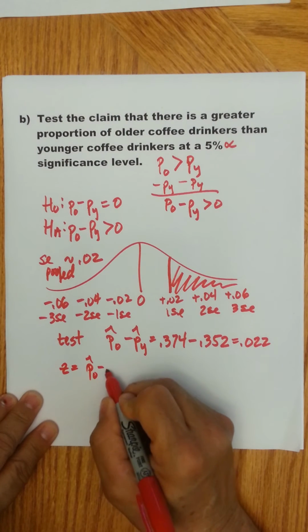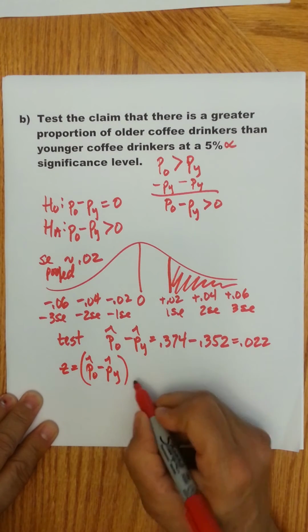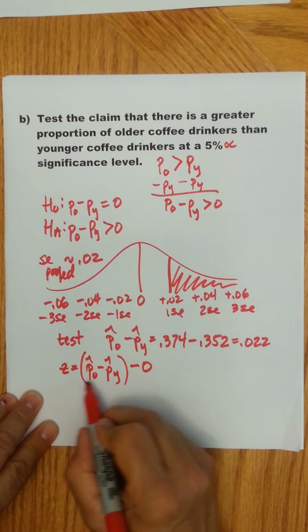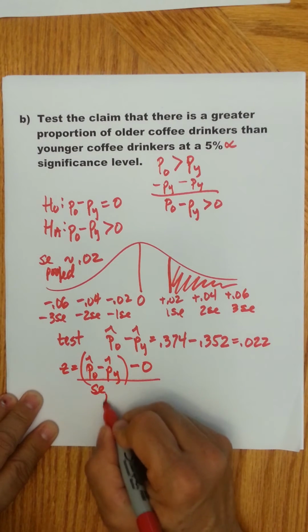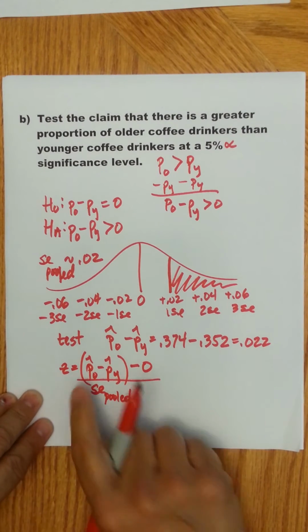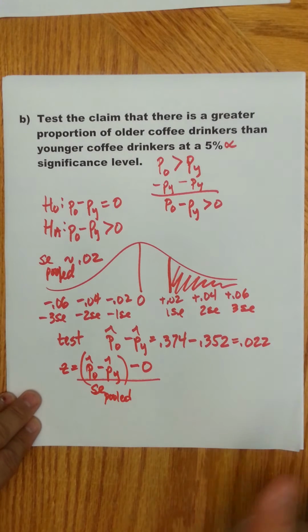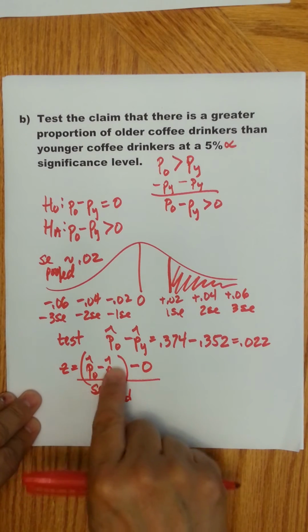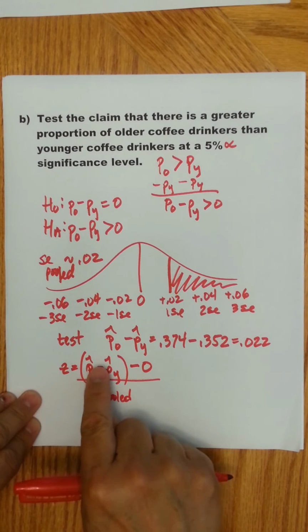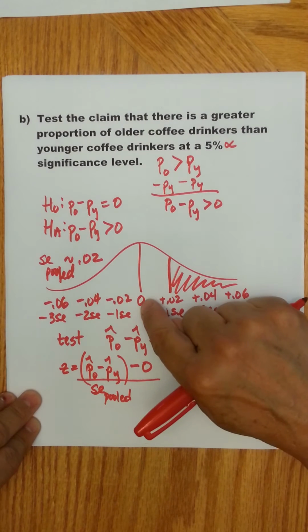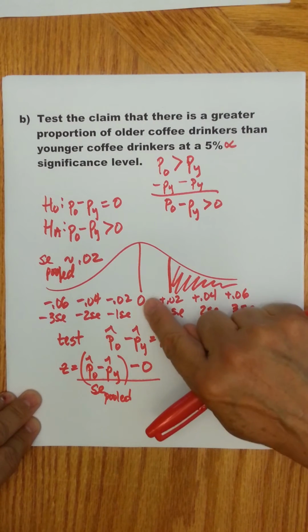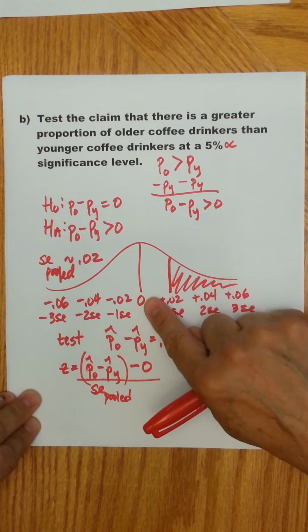P hat O minus P hat Y. Here's my sample difference. How far is that sample difference from 0 over the standard error that's pooled? Now let's take a look at this theoretically. What I'm testing is not each individual sample, but the difference in the sample proportions. So that sample difference, I want to know how far is that sample difference from a difference of 0, right? A sample difference of 0, because I'm assuming the two populations are the same.